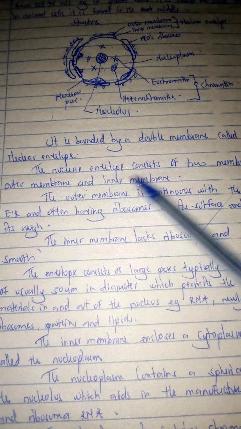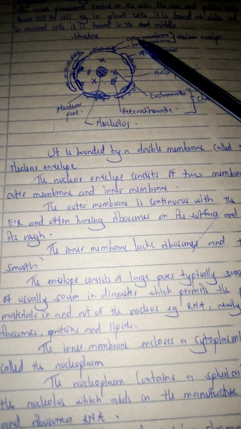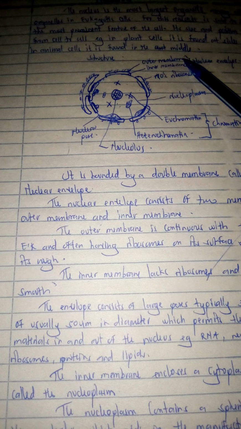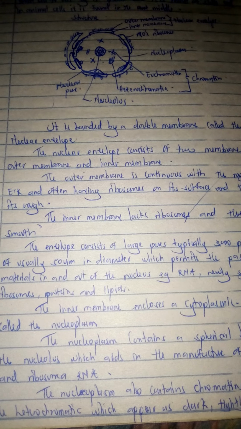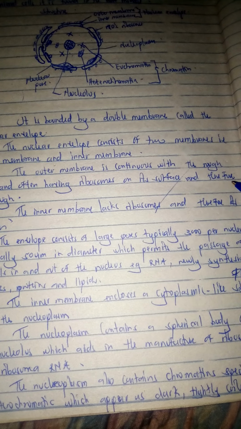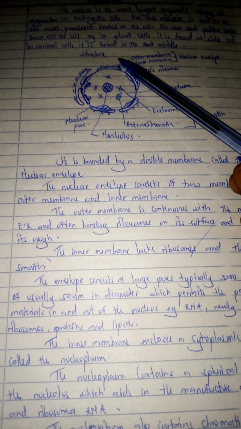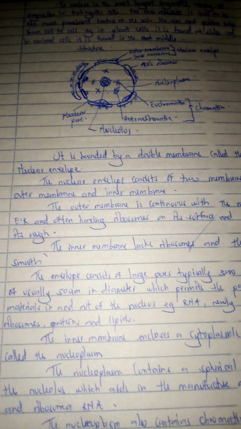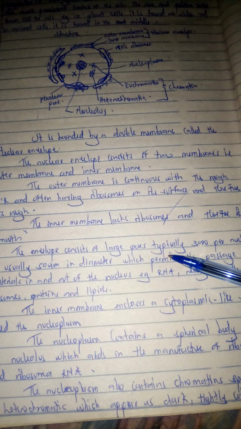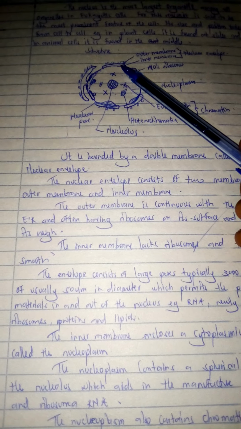This nuclear envelope consists of two membranes, that is to say, the outer membrane and the inner membrane. The outer membrane is continuous with the rough endoplasmic reticulum and often has ribosomes on its surface, and therefore it's rough. It has ribosomes, which make it rough, and is continuous with the endoplasmic reticulum. The inner membrane lacks ribosomes, and therefore it is smooth.